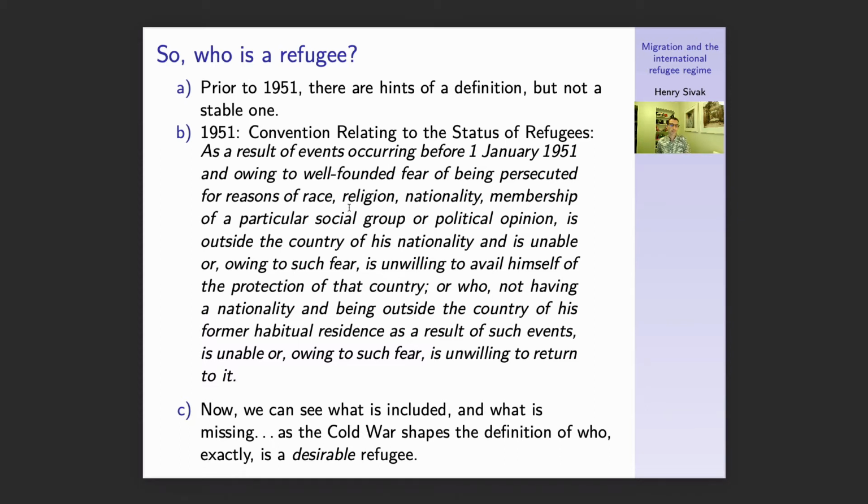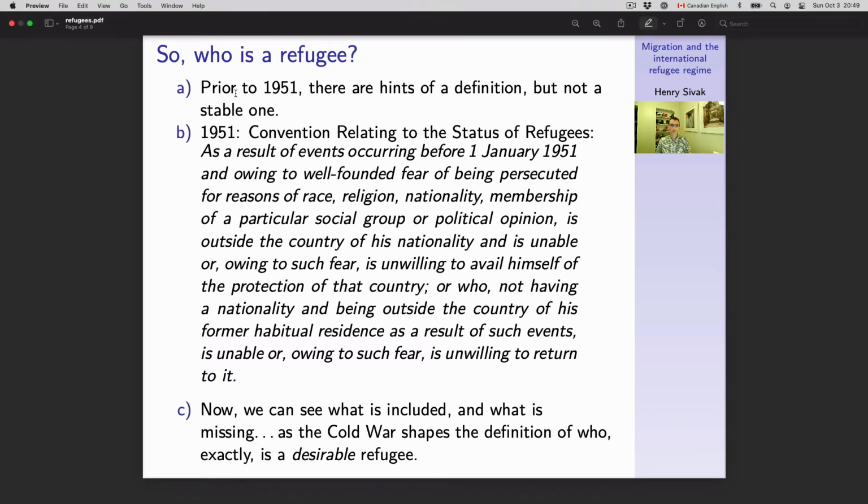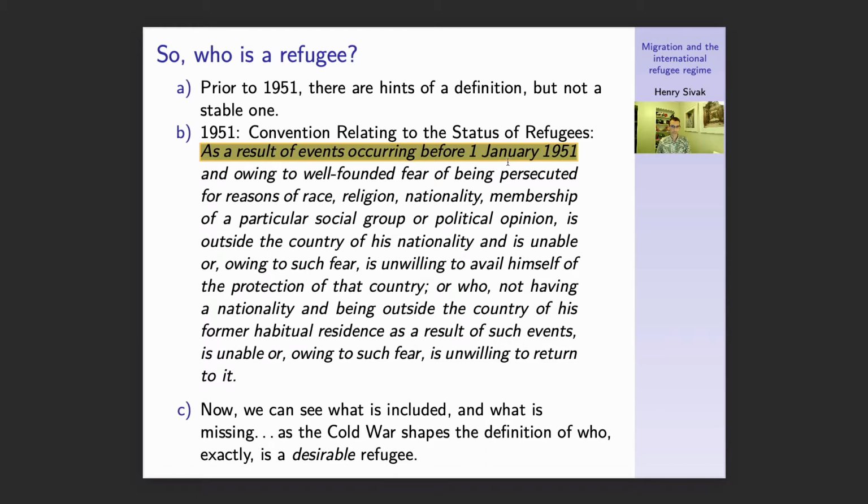In 1951, the UN negotiates and eventually passes the Convention relating to the Status of Refugees. The wording here is really, really important. First, as a result of events occurring before January 1st, 1951, so it was very temporally limited. Second, owing to a well-founded fear of being persecuted. As I have had lawyers and international experts in refugee law tell me many times over the years, a well-founded fear of being persecuted is an objective fear.